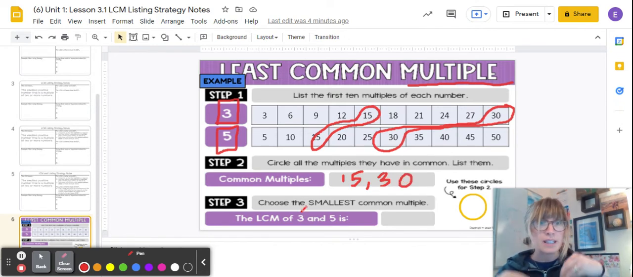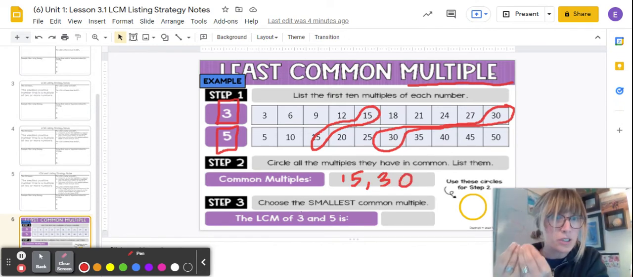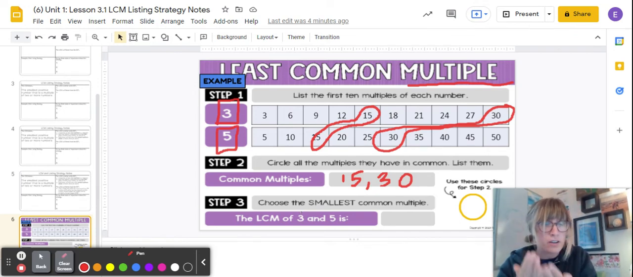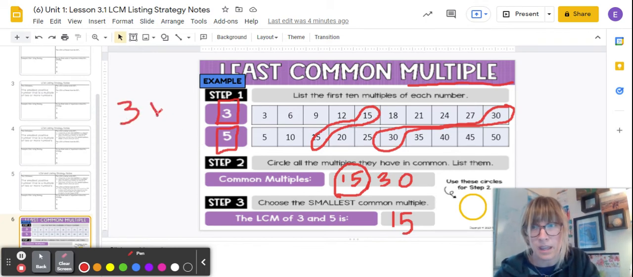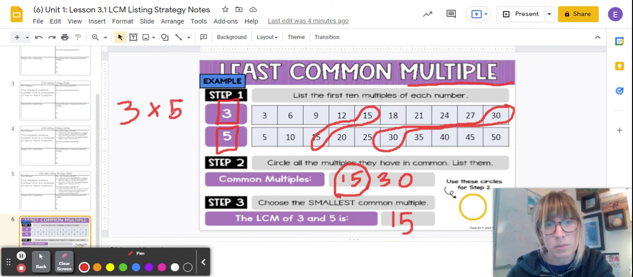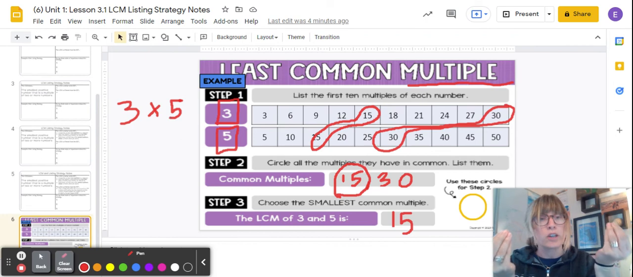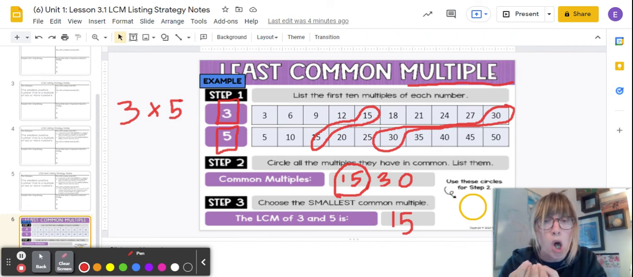And then to find the least common multiple, the smallest shared multiple, we are going to simply look on our list for the smallest. So the least common multiple between 3 and 5 is 15, using the listing strategy here. You'll also notice that this happens to be the answer when you multiply these two. You will always get a multiple of two numbers when you multiply them together. It just won't always be the smallest. It won't always get you your least common multiple.